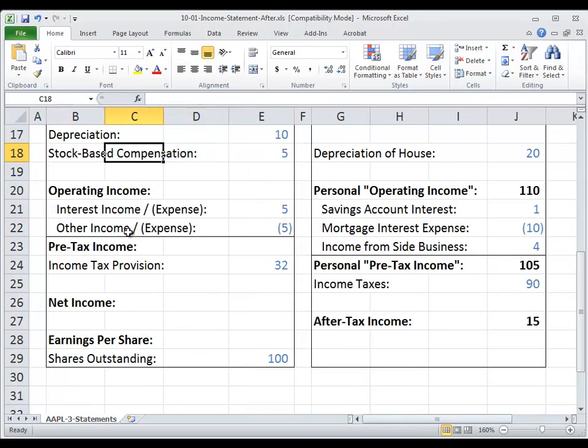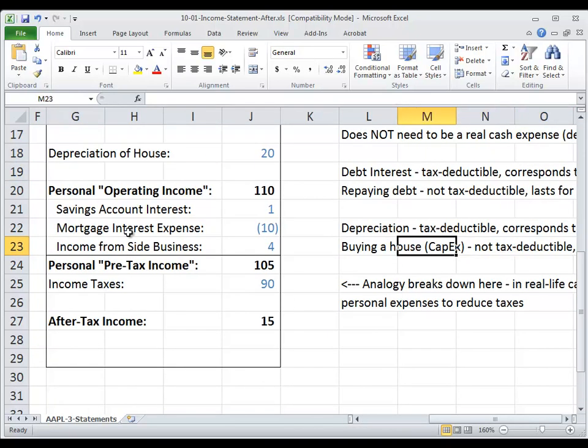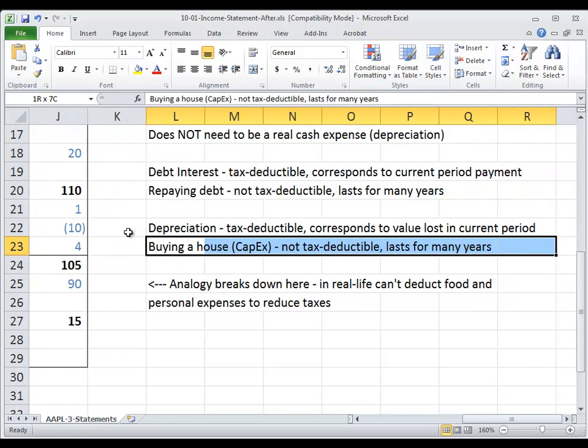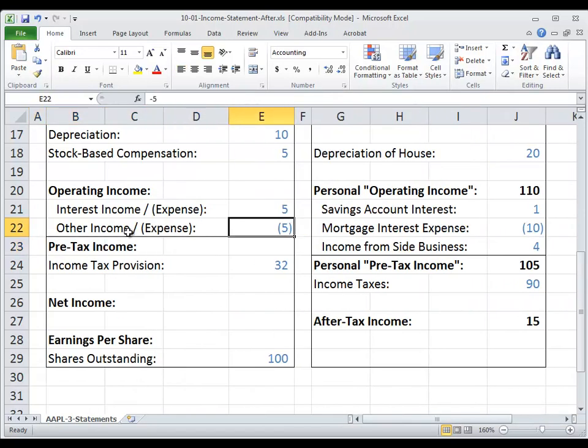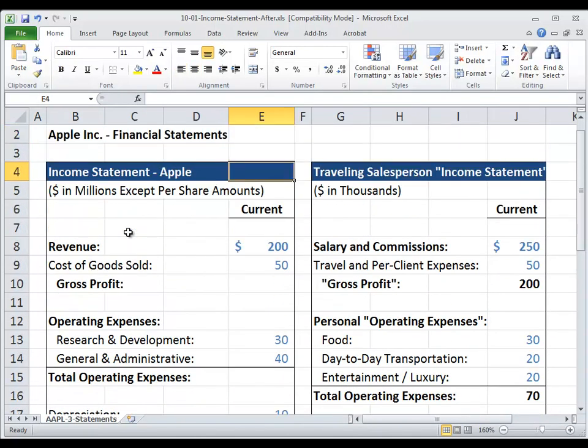The reason is that if you buy a house for, say, $500,000, that's going to last for many, many years, maybe 20 or 30 years. It's the same if you buy a car, for example. That's also not going to show up on your personal income statement because it's good for many years into the future. So that's a brief explanation of why certain expenses would show up on the income statement and why certain expenses would not show up on the income statement.